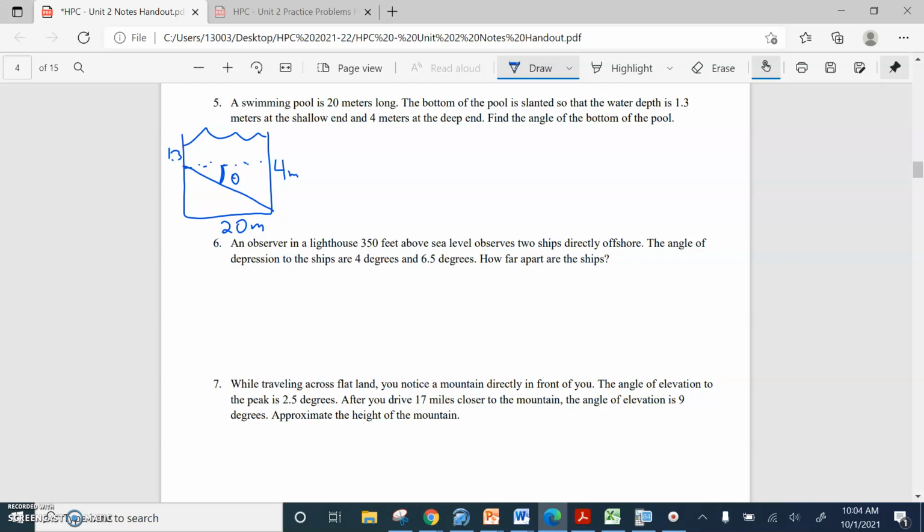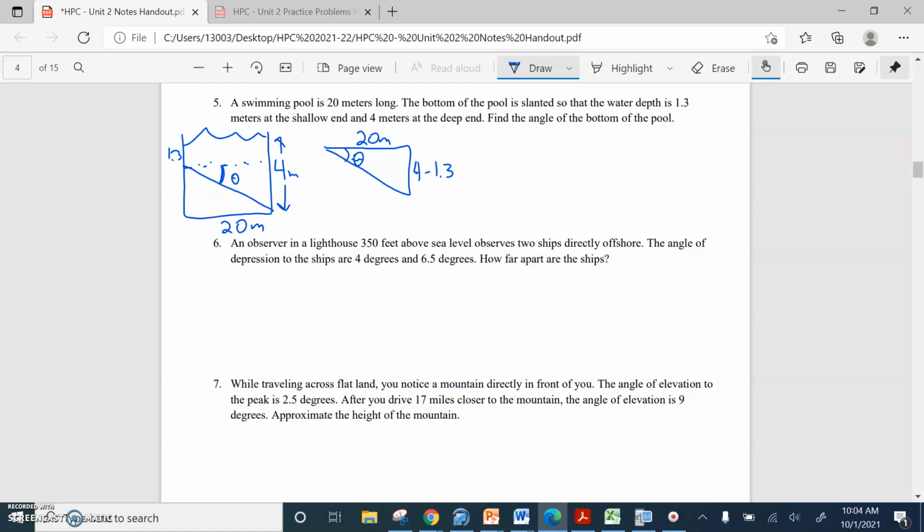So what we know is 4 goes all the way to the bottom. If I redraw my triangle that I'm working with, here's my angle that I want to know, and I know that this width is 20 meters. What I need to do here is say 4 minus 1.3, and that is the triangle we're solving. So if you do that math, it's like 2.7, I think.